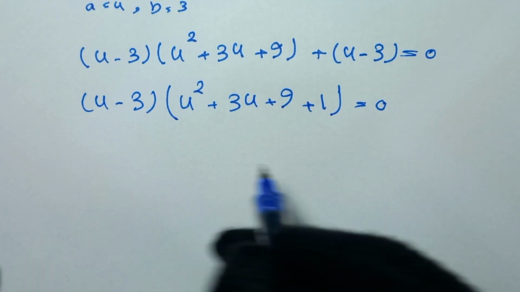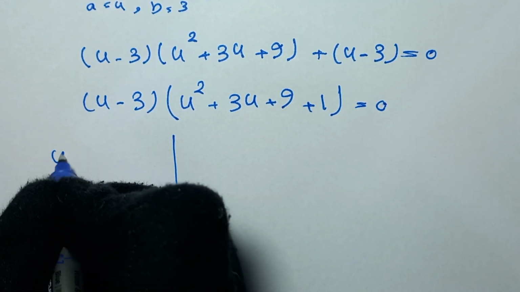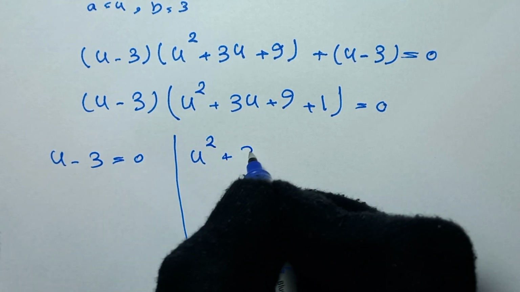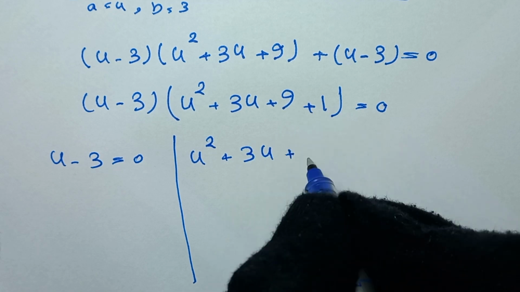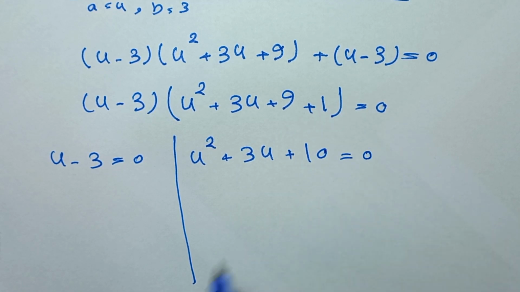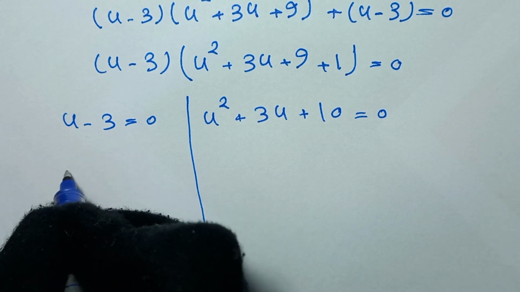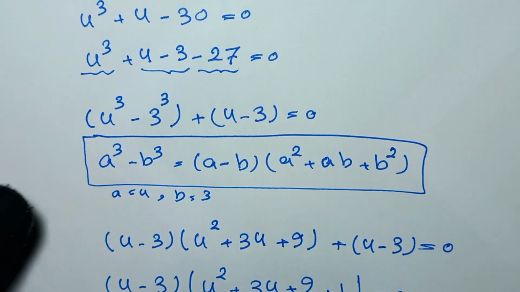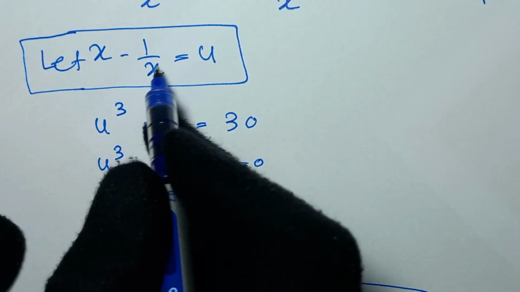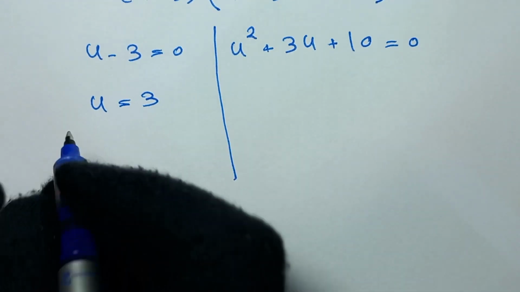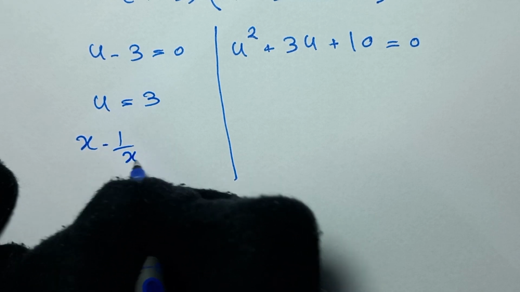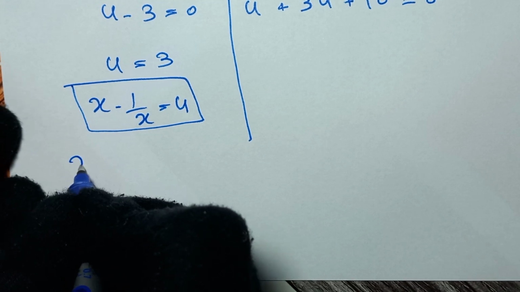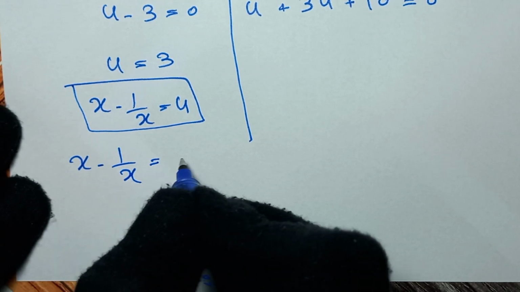And here we have two solutions for u. u minus 3 is equal to 0, or u squared plus 3u plus 9 plus 1 is 10, so plus 10 is equal to 0. From here, u is equal to 3, right? And in here, we recall x minus 1 over x is u. So we write in here, x minus 1 over x is u, and u is 3. So we write x minus 1 over x is 3.